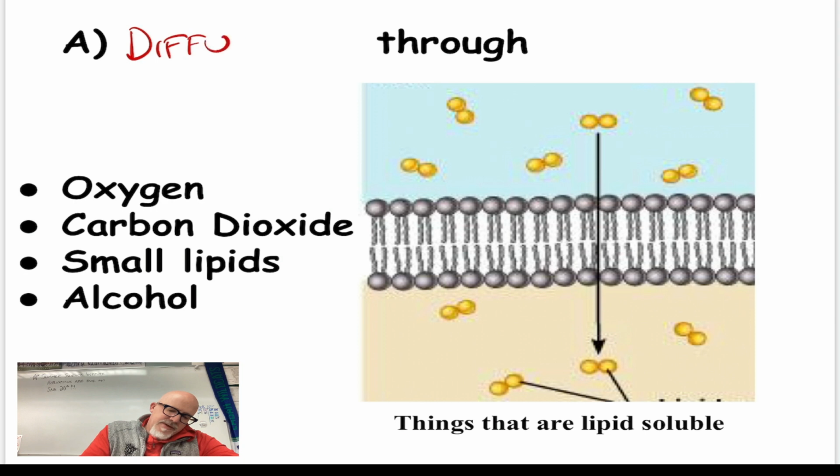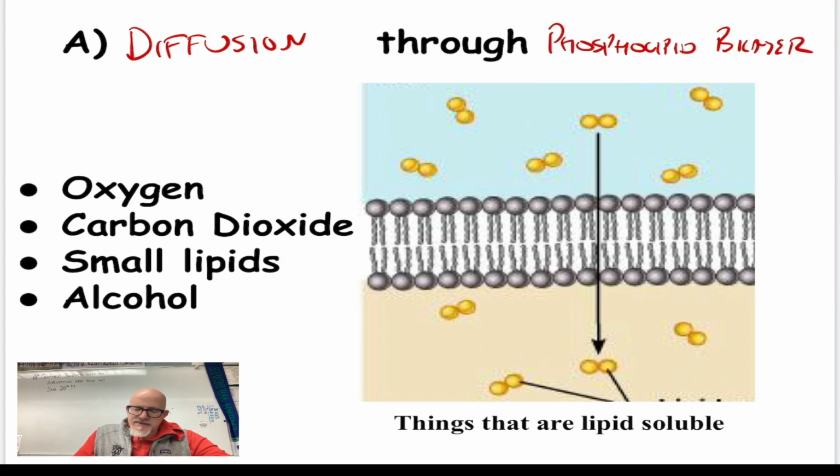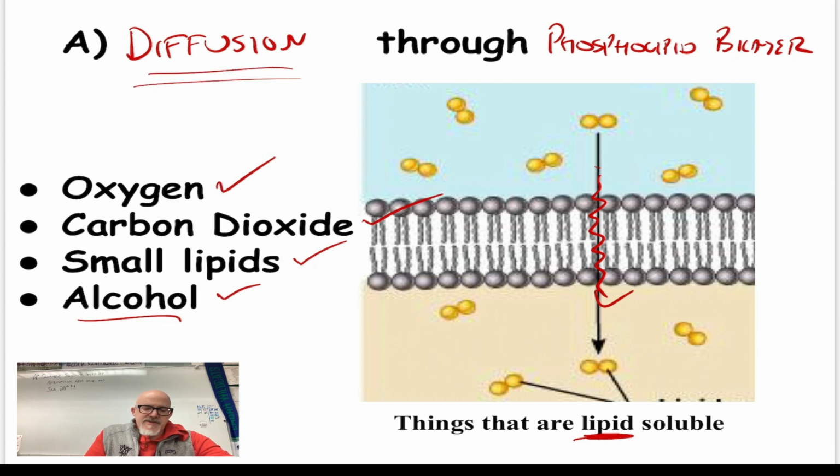This is called diffusion, and it goes directly through the phospholipid bilayer. These are small particles, things that are lipid soluble. They dissolve in lipids, so they can pass right through that membrane. Things like oxygen, carbon dioxide, very small lipids, things like alcohol. All of these pass directly through the membrane. A lot of this is really important stuff, oxygen, carbon dioxide. Something like alcohol, the reason it affects people so quickly when they drink is because it passes through this barrier very easily. That is what we call simple diffusion.